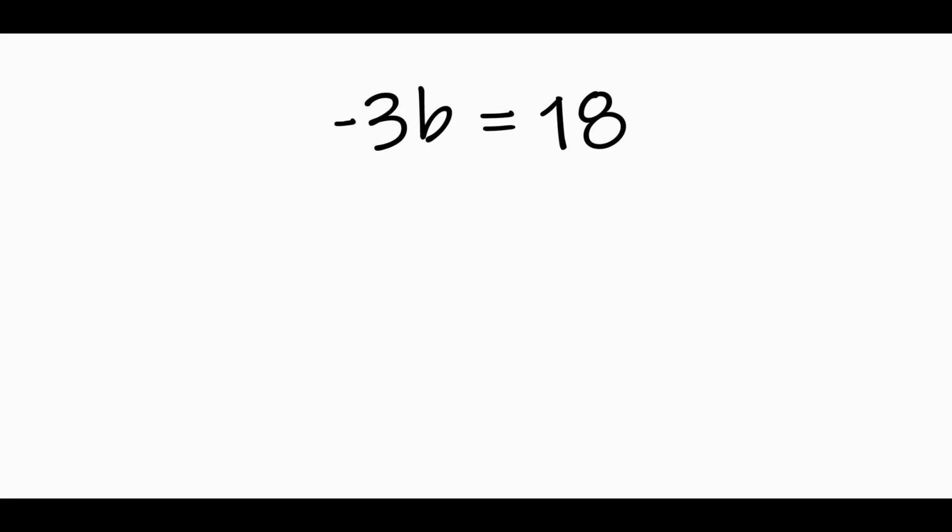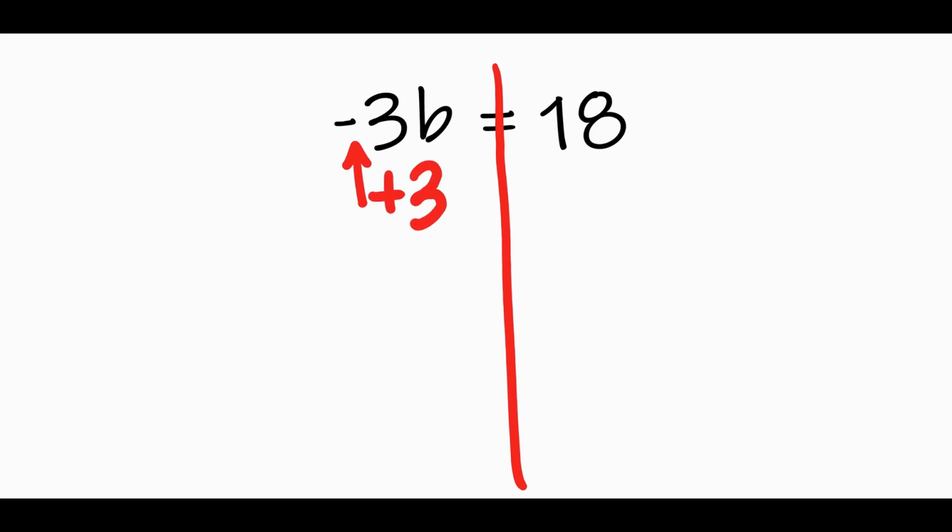Negative 3b equals 18. So what are they doing to the b? They are multiplying by 3. A lot of my students get confused here and they see this negative and they think, oh, the opposite of a negative 3 is a positive 3. So they add 3 to both sides. However, we're not just doing the opposite of the coefficient here. We're not just focused on the opposite of that number. We're focused on the opposite of what that number is doing to the variable, to the b.